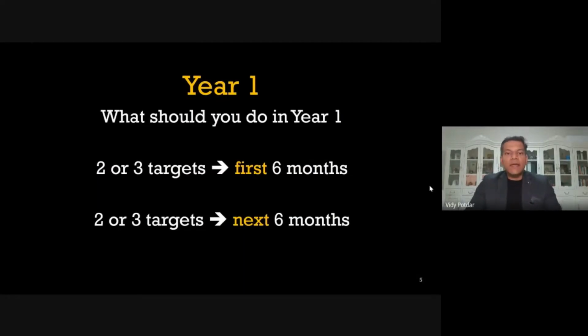So if you're in year 1, what should you do? I suggest you plan or keep 2 or 3 targets for the first 6 months of your PhD, and 2 or 3 targets for the next 6 months of your PhD. Okay, in year one, have at least 4 to 6 deliverables that you think you want to achieve.